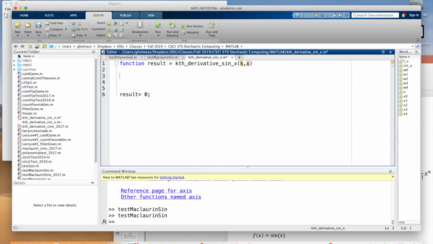Cosine x. Okay. So how do you do the second derivative of sine x? It's negative sine x. So it's just d/dx of whatever the first derivative was, so it's minus sine x. Okay. What is the third derivative?